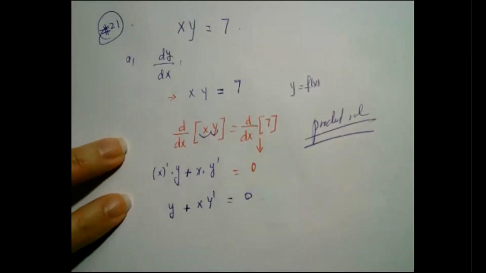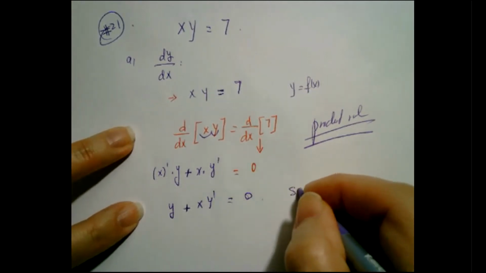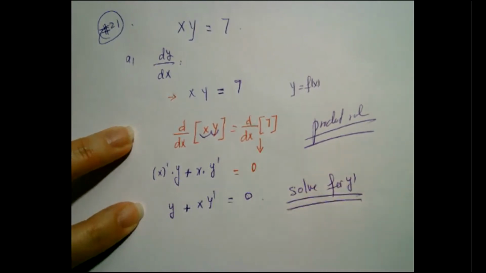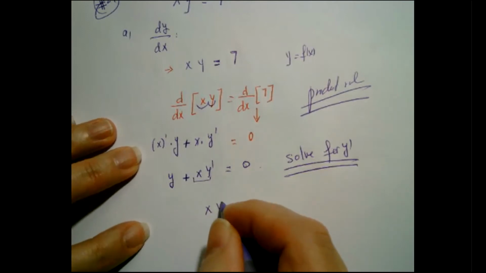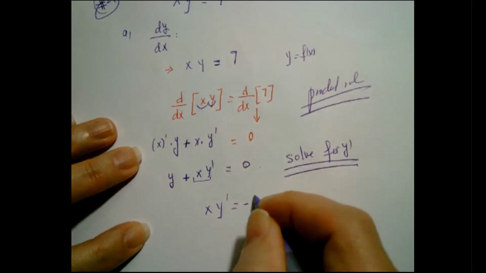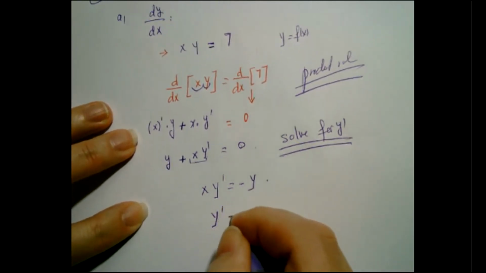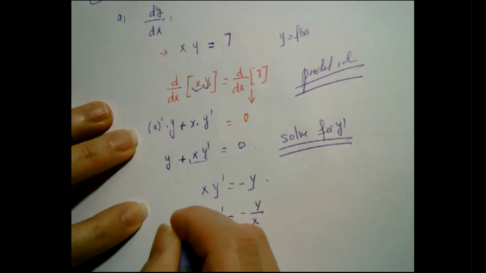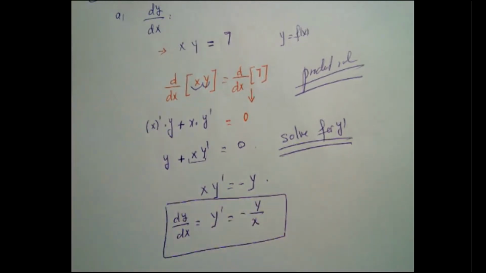Okay, and now I solve. Once you hit this stage, we have to solve for y prime. So how do we solve for y prime? I need to isolate it. So I put x y prime equal to minus y. Y prime is minus y over x, or dy/dx is equal to that. Okay, for those who got it correct, it's good.